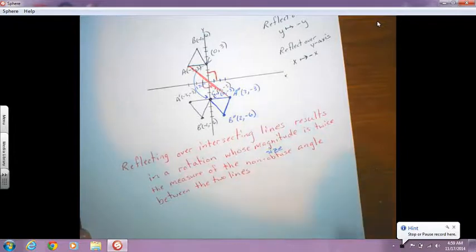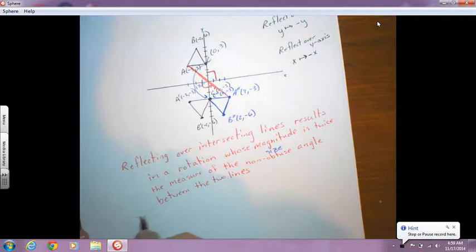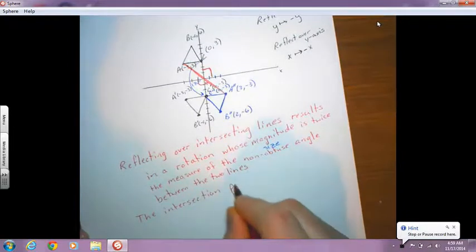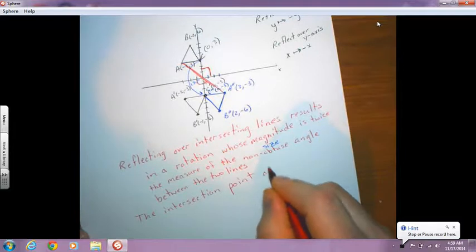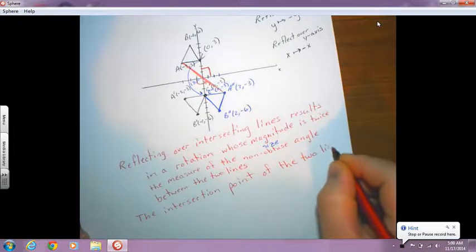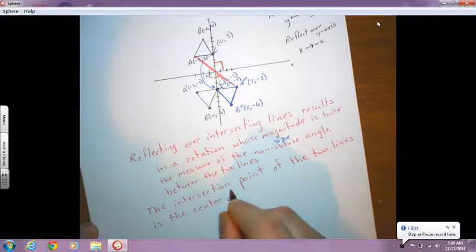And another interesting thing to point out from the rotation is that the intersection point of those two lines was the center of our rotation. So the intersection point of the two lines is the center of the rotation.